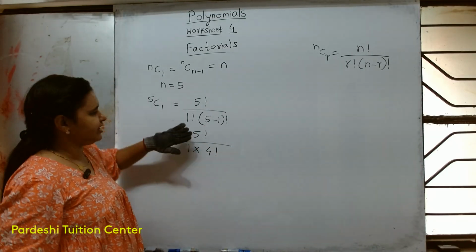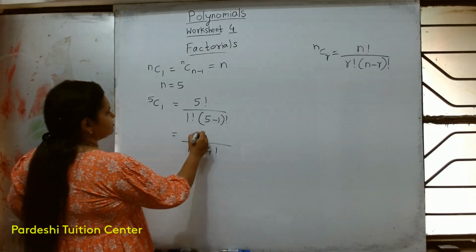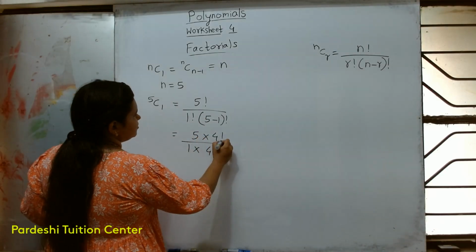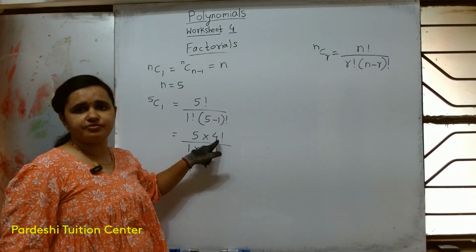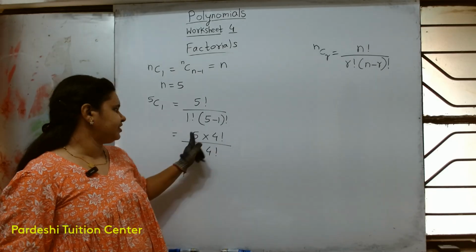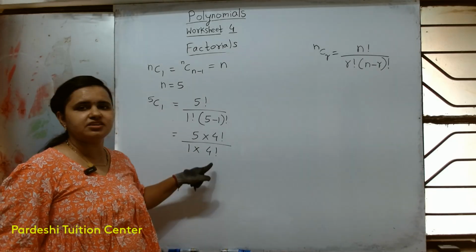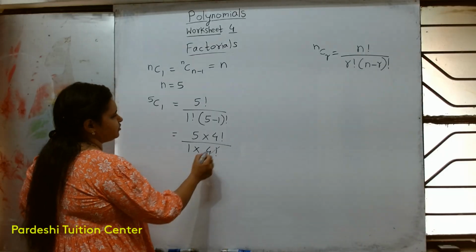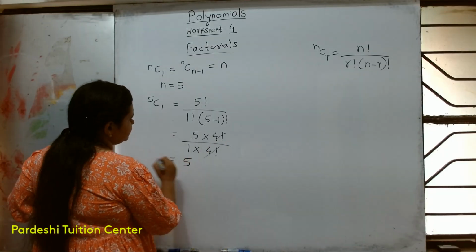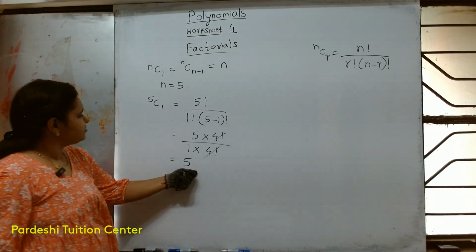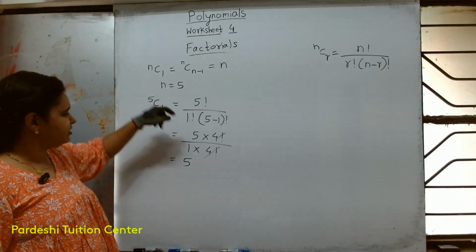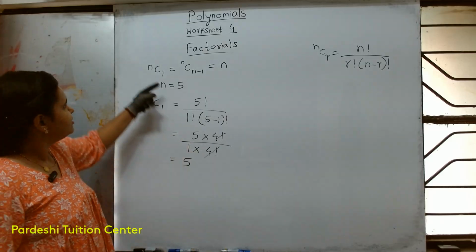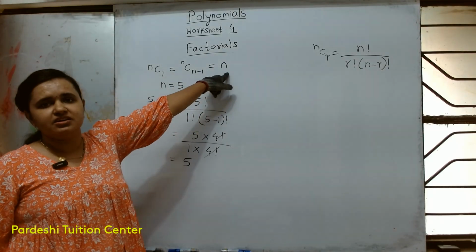Again I can write 5 factorial as 5 into 4 factorial, okay. I am writing just 5 into 4 factorial because I can cancel the 4 factorial and 4 factorial, okay. So it will be equal to 5. So our answer is 5. See, n was 5, we have taken n as 5 and our answer is also 5. So nC1 is equal to n is true.